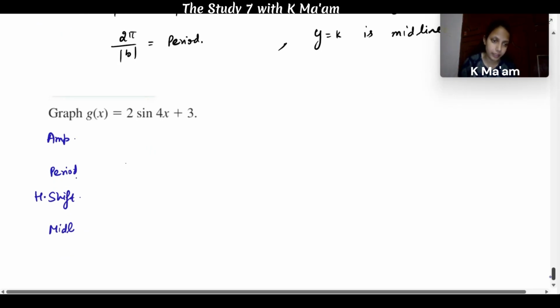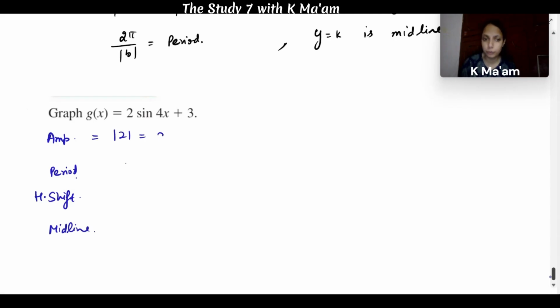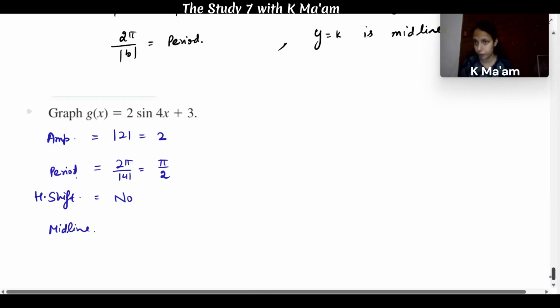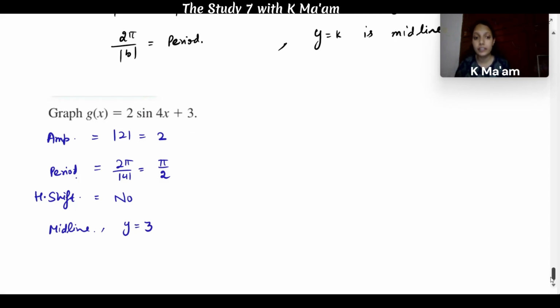Horizontal shift and midline. Amplitude is absolute 2, which is 2. Period is 2 pi over absolute 4, which is pi by 2. Horizontal shift: no shift, because nothing is subtracted or added with x. So no horizontal shift, that means it will start from 0. Midline: y equals 3 is the midline. How to graph this?